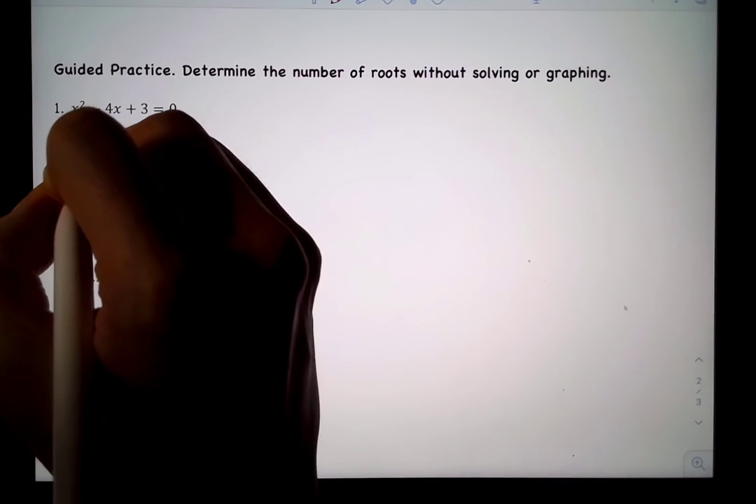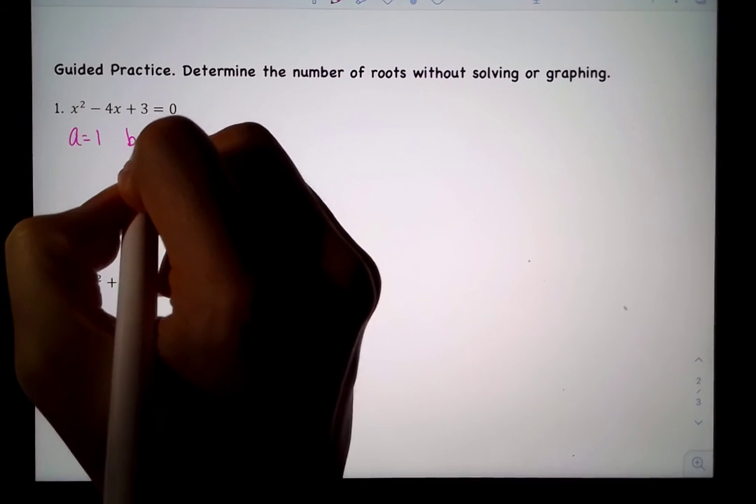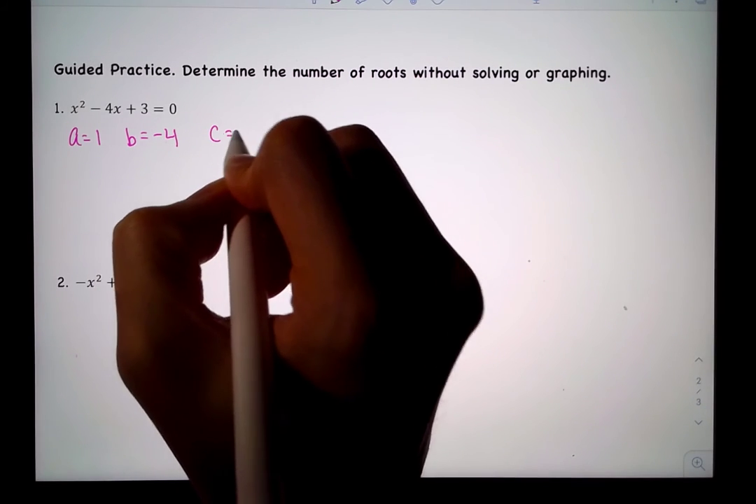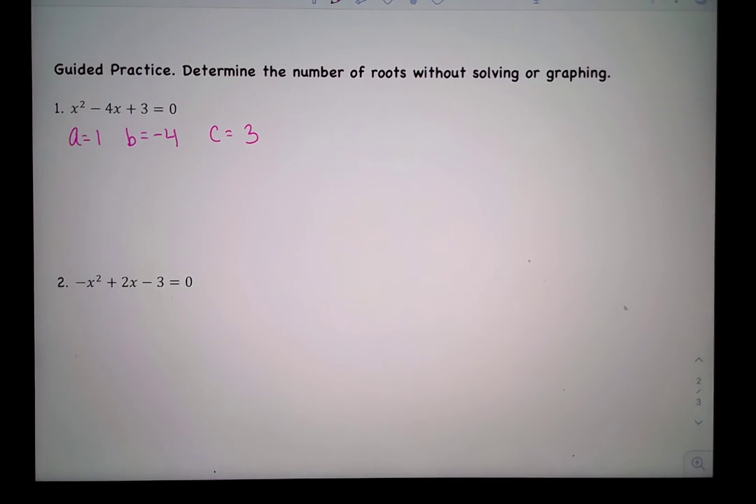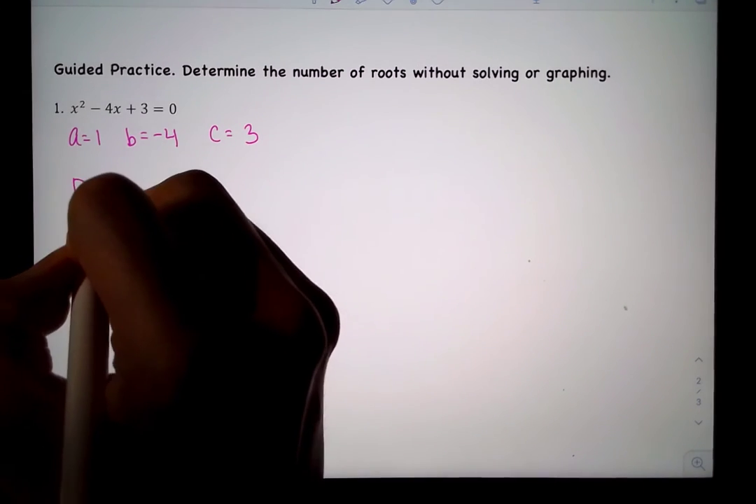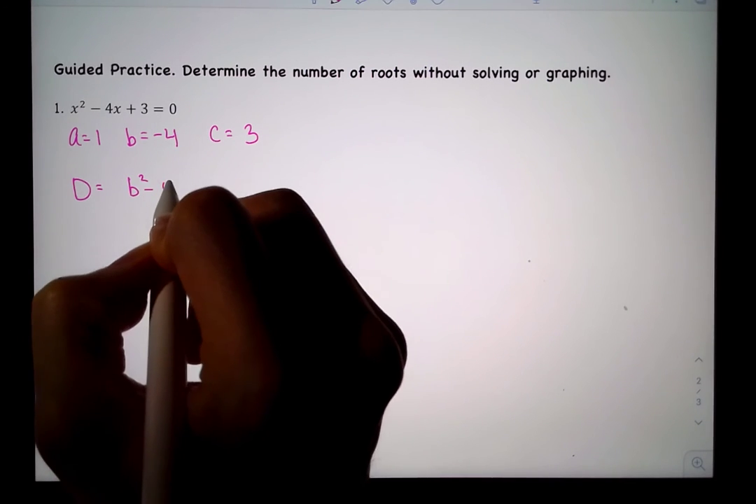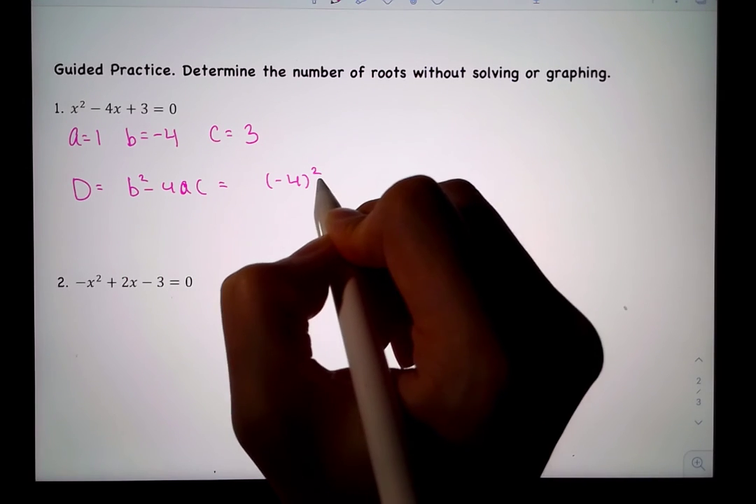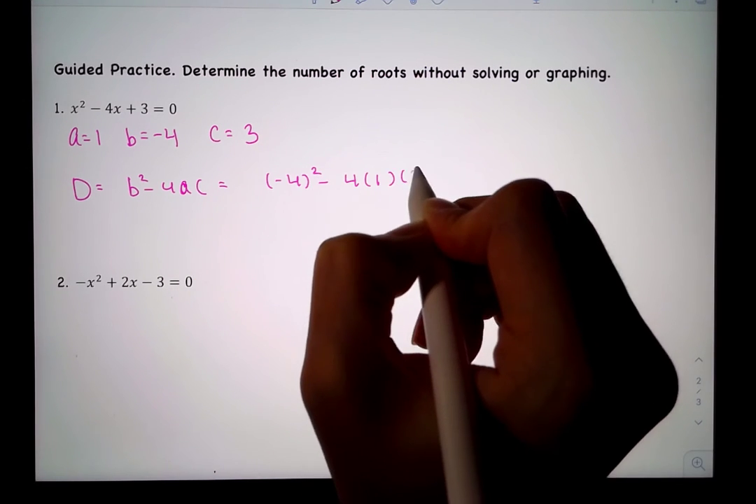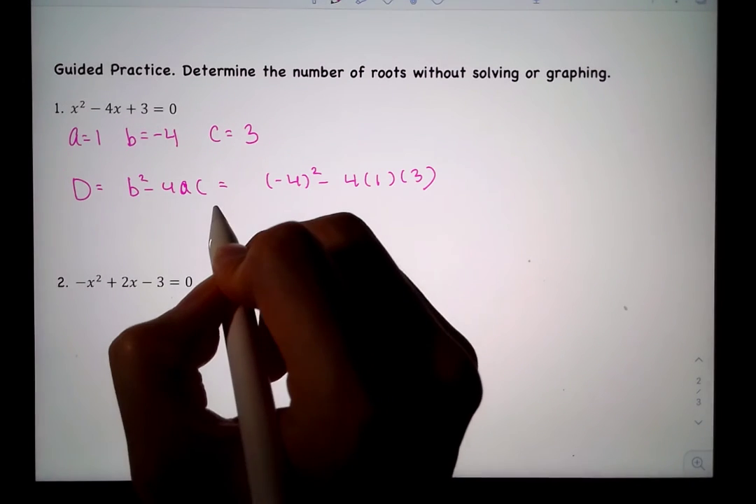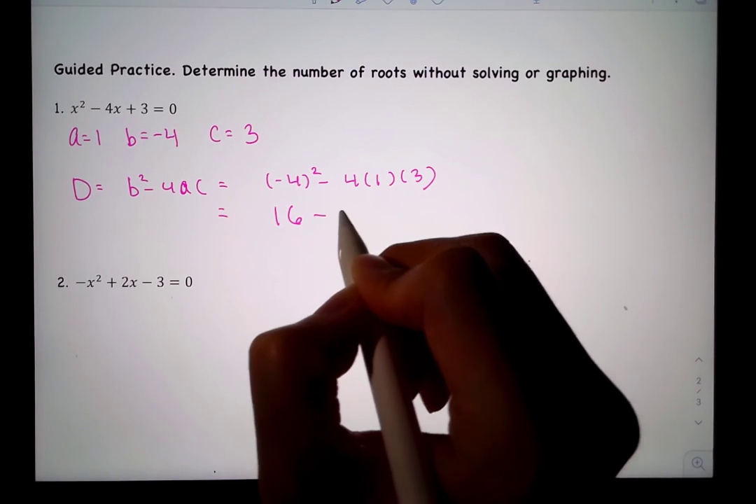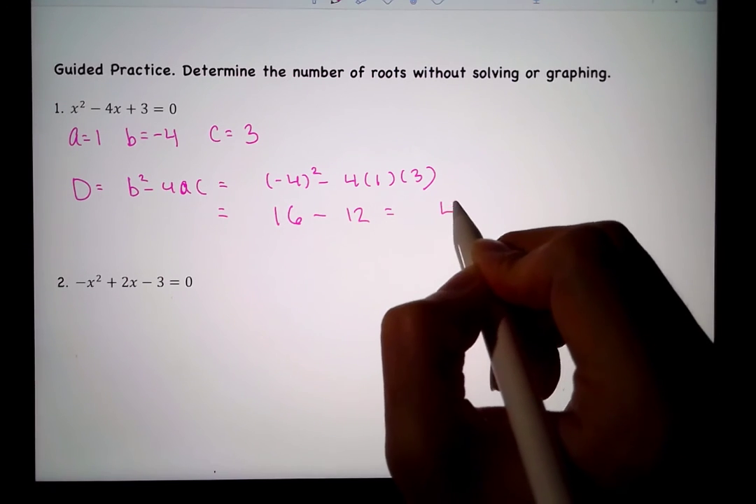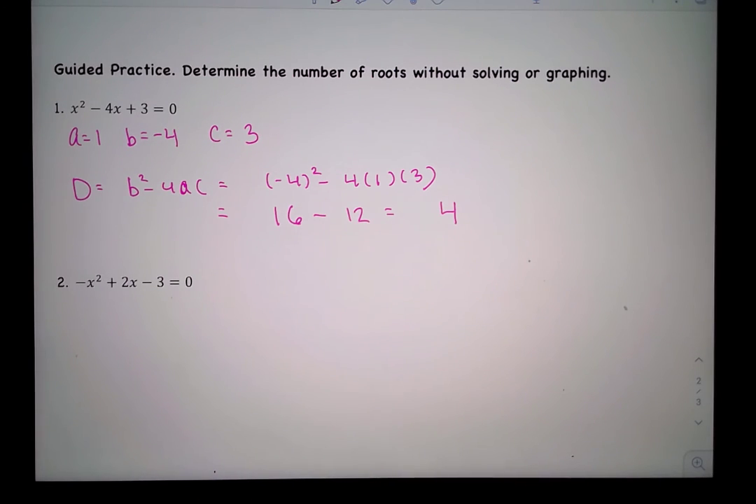So look at this. a equals 1, b equals negative 4, c equals 3. And I just want to know my number of solutions, so I'm going to use the discriminant. My D is b squared minus 4ac. We know that, right? Negative 4 squared minus 4ac, and that is 16 minus 12. Then what do you get? You get 4, right? Is that positive, 0, or negative?